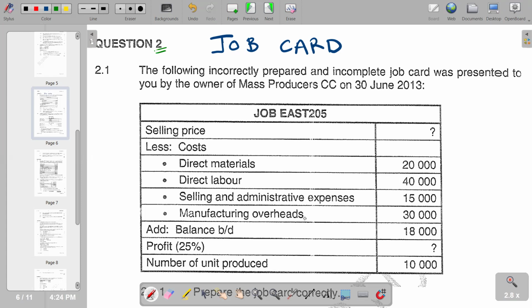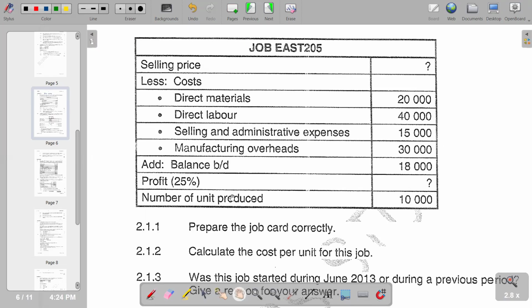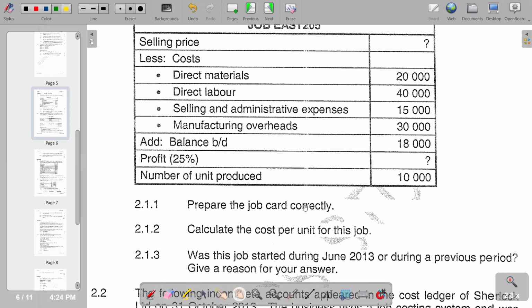You see that we have the information that we're given, which is not in the correct order according to the layout of the job card. So the first question is saying prepare the job card correctly. So we are supposed to rearrange the information given in the correct order.